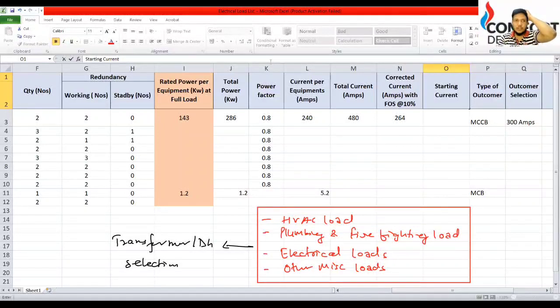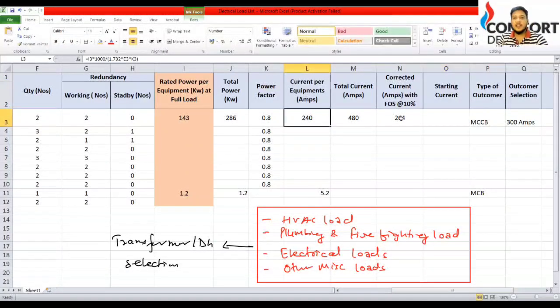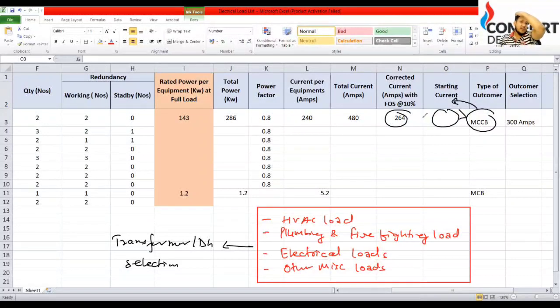Sometimes, due to the different starters used, that is soft starter, star delta, the starting current will always be on a higher side. So we will check whether this starting current is greater than the factor of safety value. If starting current is greater than the factor of safety, then we will select the MCB as per the starting current. We will not select the MCB as per the corrected current. We will also check whether this value is on the higher side or not. Generally it is around 1.2 to 1.5 times of this.